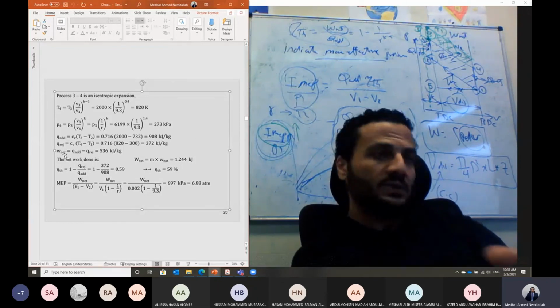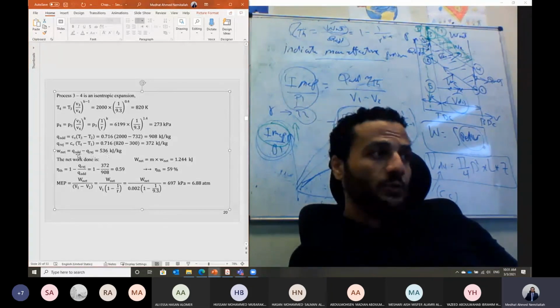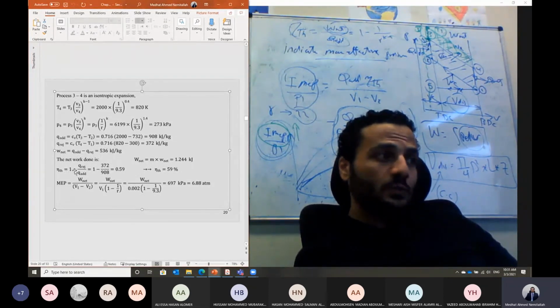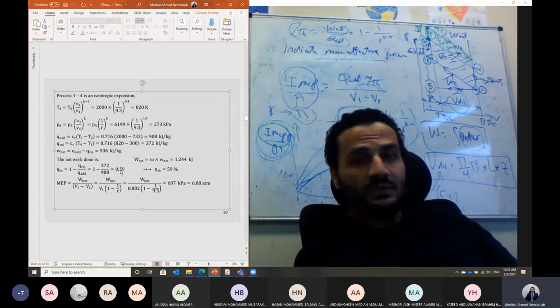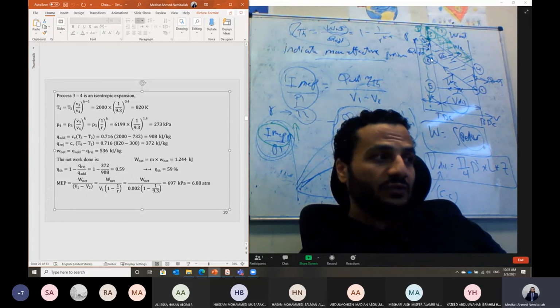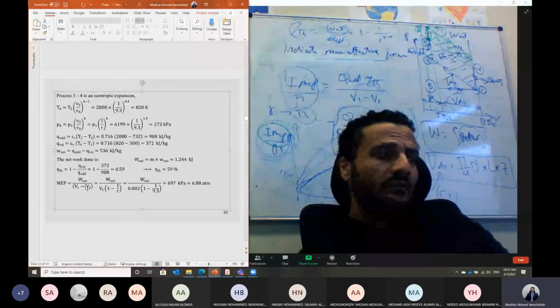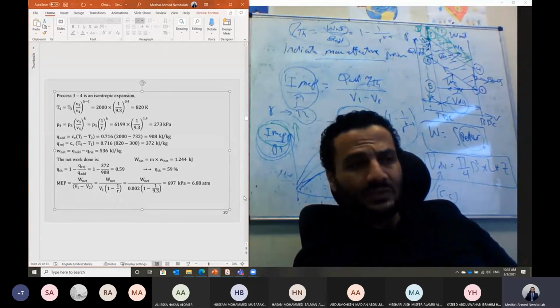And the net work, as the system is working on a cycle, should equal the net heat added, which is Q added minus Q rejected. The thermal efficiency is equal to 1 minus Q rejected over Q added, as we said last time, and we can calculate it. Mean effective pressure is the net work divided by the displacement volume, which is V1 minus V2. V1 is already given, and V2 over V1 is 1 over the compression ratio. Then we can calculate the mean effective pressure.